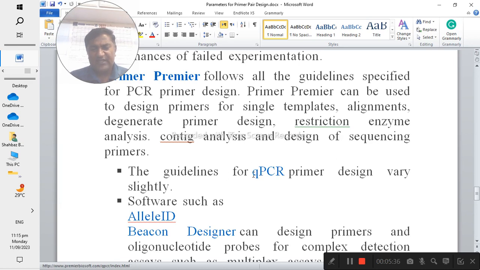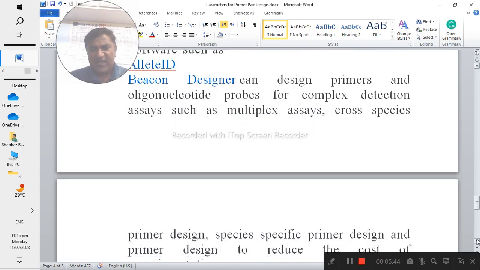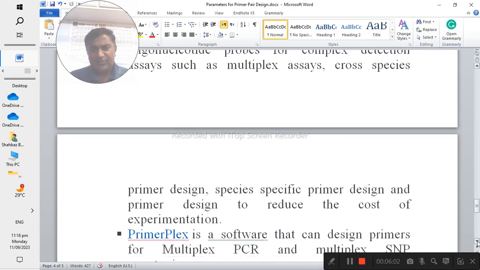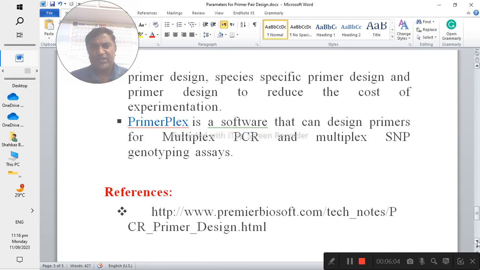The guidelines for qPCR design vary slightly. Software such as Allele ID Beacon Designer can design primers and oligonucleotide probes for complex detection assays such as multiplex, cross-species primer design and species-specific primer design, and it reduces the cost of experimentation. PrimerPlex is also software that can design primers for multiplex PCR and multiplex SNP genotyping assays.